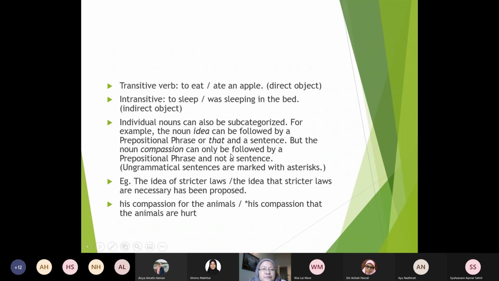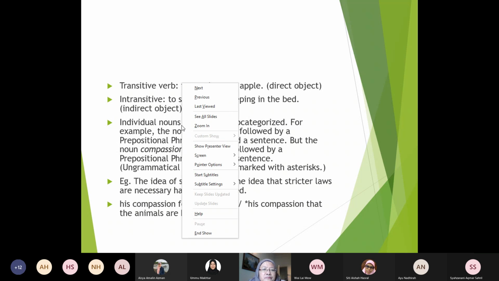So basically, transitive: to eat, ate an apple, direct object. Intransitive: to sleep, was sleeping in the bed. Individual nouns can also be subcategorized. So basically, subcategorization is just the syntactic frame of the word, what it requires.